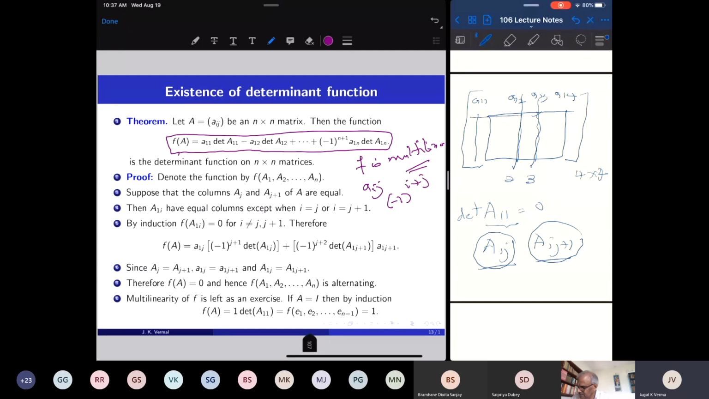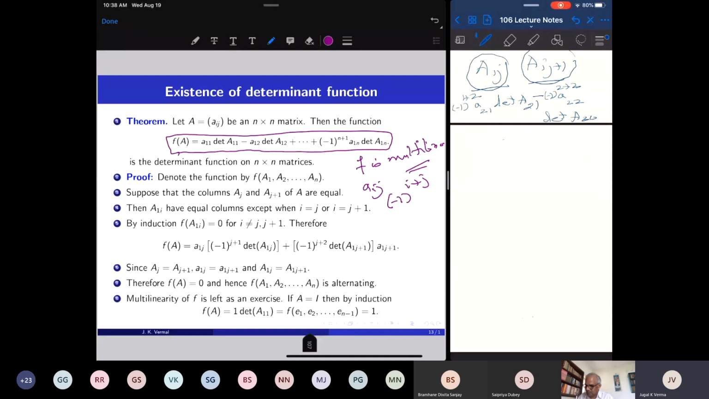Suppose I want to expand by the second row. Then it will be minus 1 to the power 2 plus 1 times the entry in the second row and first column, a21, times the determinant of A21. Then I look at the next entry, a22, and the sign will be minus 1 to the power 2 plus 2, times the determinant of A22, and so on.